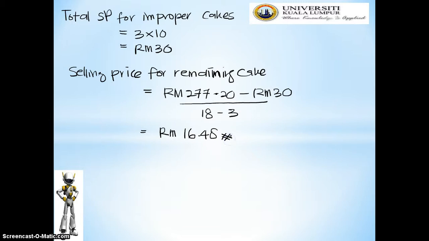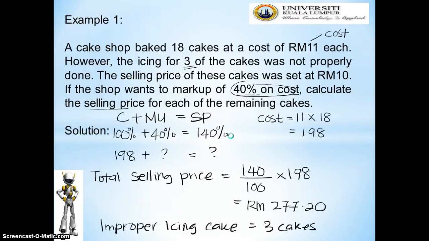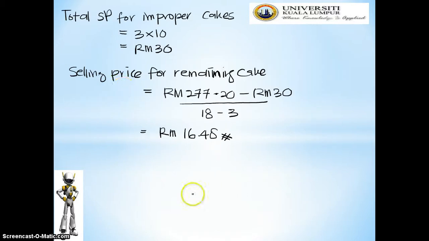Alright. So look at the previous one. We have the 3-line method, C plus M equals U. Then we have the total selling price for all cakes. Then we have the proper icing cakes, 3 cakes. Then we find the total selling price of the improper cakes, equal to 30 ringgit. And from here, we can get the selling price for the remaining cake equal to 60 ringgit 48 cents.